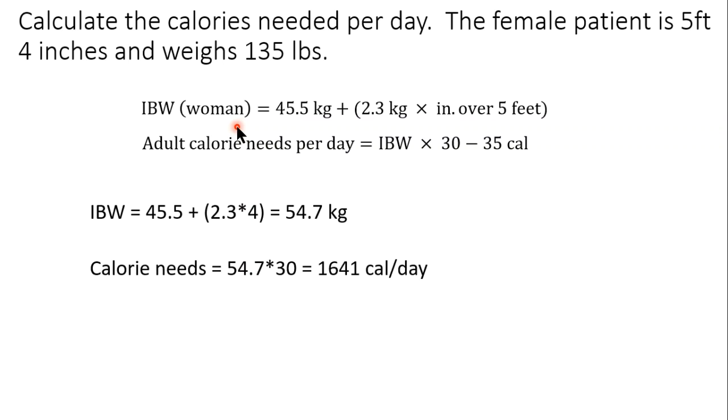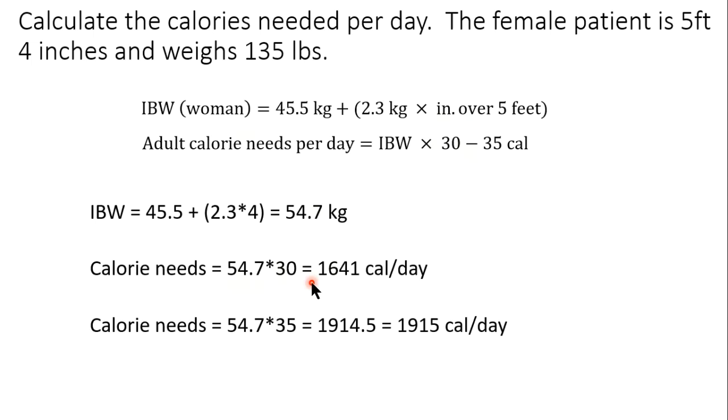Caloric needs are a range. So for example, in this case, it's between 30 to 35. So first we're calculating the one for 30. So we have 54.7 times 30, which is equal to 1,641 calories per day. And then we calculate the higher end of the spectrum. So 54.7 times 35, which gives us 1,914.5, which we can just round to 1,915 calories per day. So the range of calories that this person needs per day is between 1,641 and 1,915 calories per day.